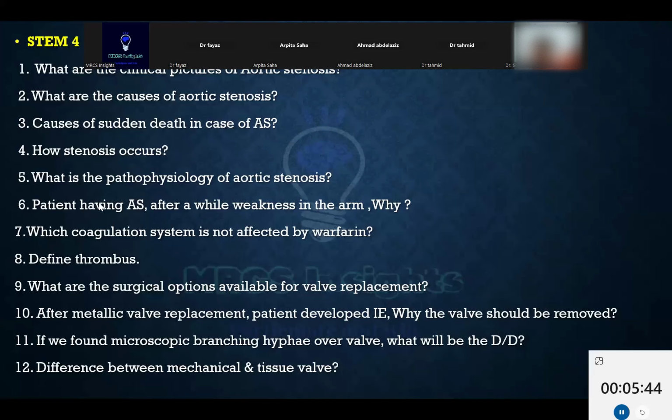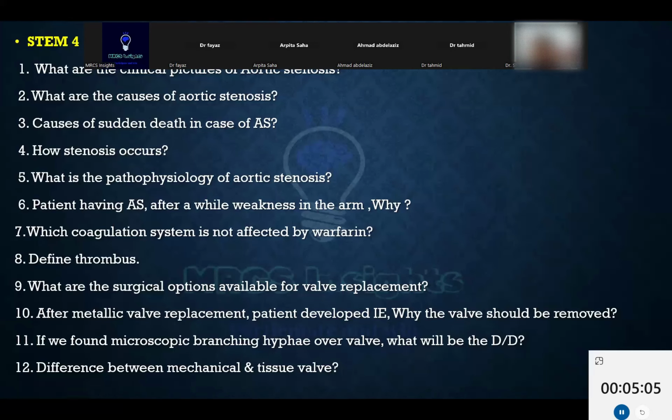Now the patient having aortic stenosis after a while gets weakness in the arm. Why? Due to a cerebrovascular attack. Okay. By which mechanism? Due to thromboembolism. Very good. Which coagulation pathway is not affected by warfarin? Extrinsic pathway. Very good. Now tell me, what is thrombus? Okay, so this is a healthy response to stop the bleeding, which is formed by the constituents of the blood in flowing blood. Very good.